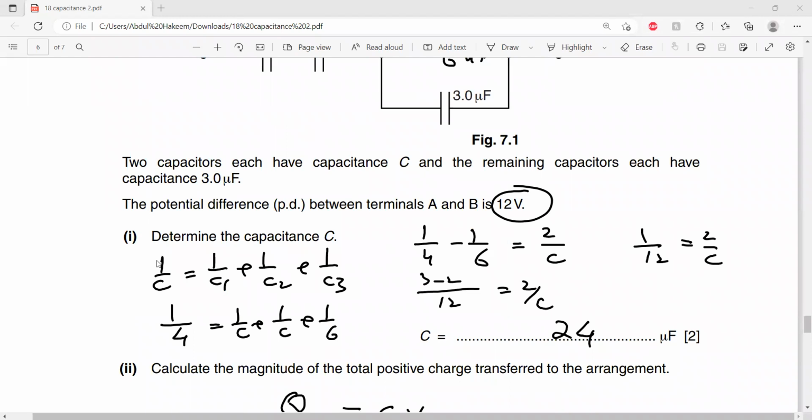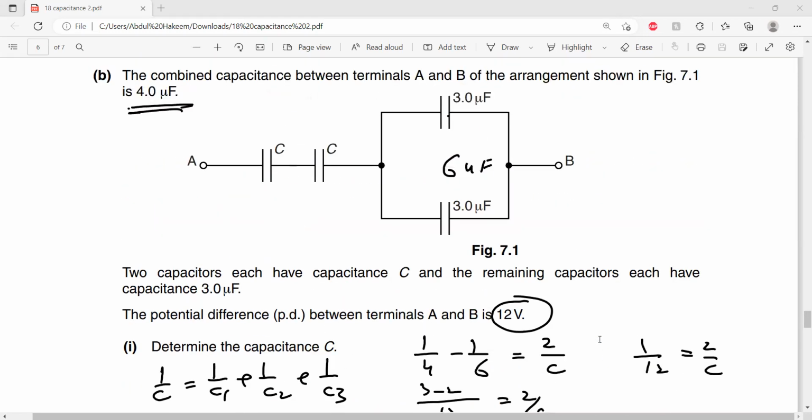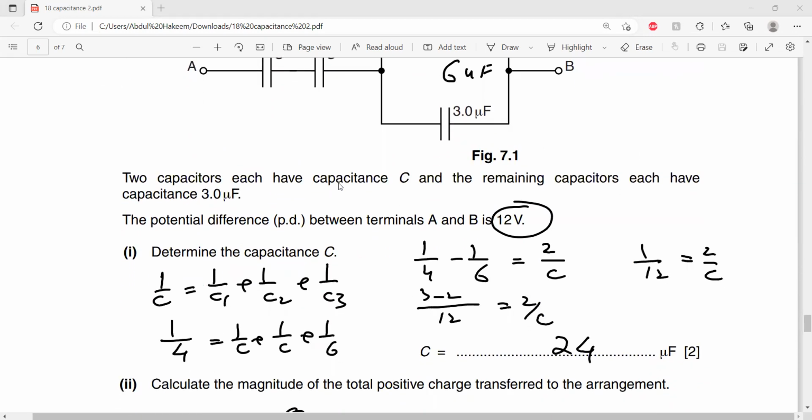So the series formula is 1 over C equals 1 over C1 plus 1 over C2 plus 1 over C3. So 1 over the total is 1 over 4, equal to 1 over C plus 1 over C plus the third combination 1 over 6. So 1 by 4 minus 1 by 6 is equal to 2 by C. So 1 by 4 minus 1 by 6 is 1 by 12. So C is equal to 24, meaning the capacitance of each C is 24 microfarad.